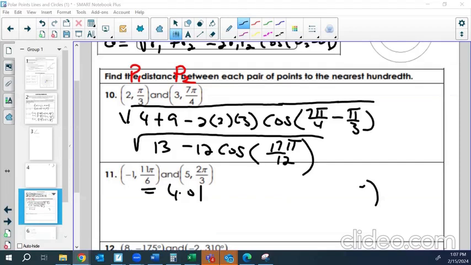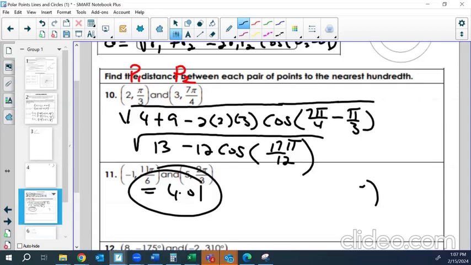All right, try number 11, guys, real quick, so we can move on to this. Number 11. Oh, I know. It's 4.01. Yeah, that's the answer. You didn't get it? No.